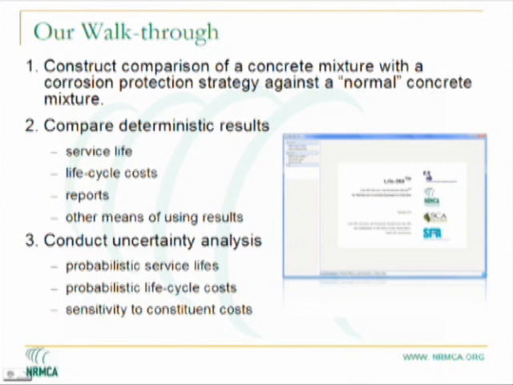One is to compare the deterministic results, or compute those, where we're going to compute the best guess number for service life, the best guess number for life cycle costs, look at some of the reports that are generated, and then quickly show you how you can grab the results that you need or that are important to you for your own reports. That's essentially the version 1.1 or 1.0 story of Life 365.